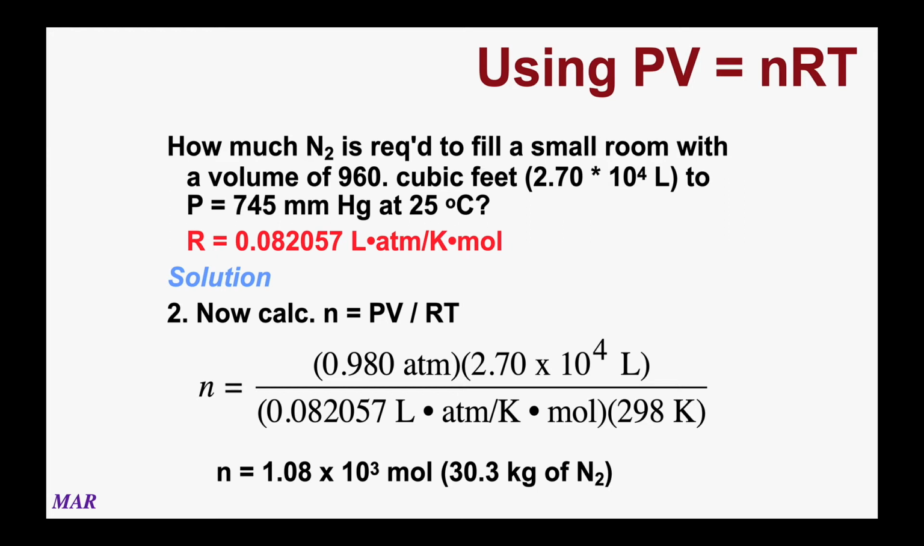And if you're curious what that means, you can turn that into kilograms of nitrogen. It's about 30.3 kilograms. And how I got that number, I took the moles, I multiplied by the molar mass of N2, which is about 28 or so grams per mole, and then I converted grams to kilograms by dividing by 1,000. So this is the way to calculate how much N2 you need to fill up that small room.